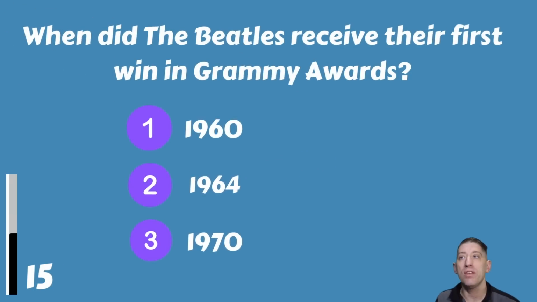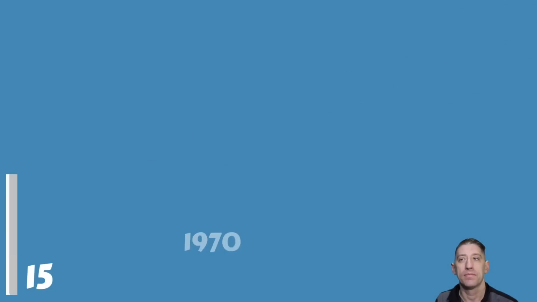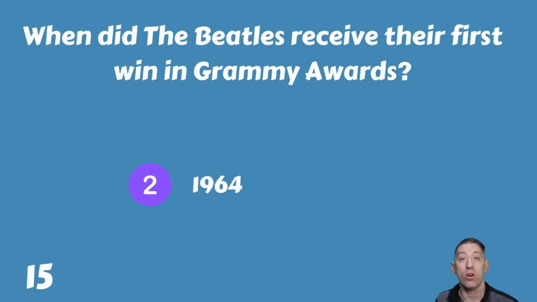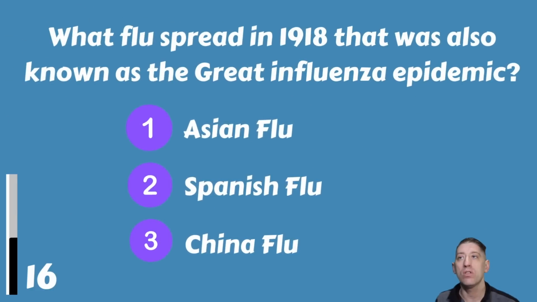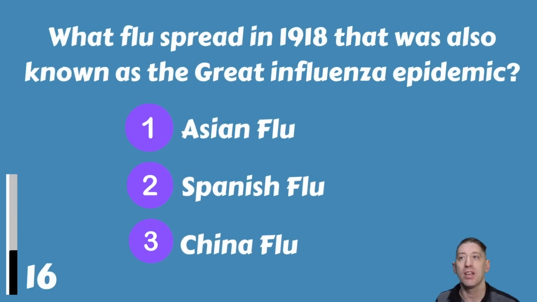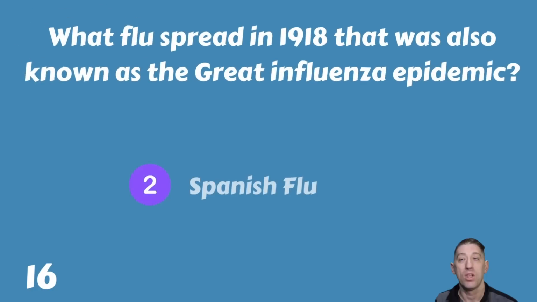When did the Beatles receive their first win in the Grammy Awards? 1960, 1964, or 1970? 1964. What flu spread in 1918 that was also known as the Great Influenza Epidemic? Asian flu, Spanish flu, or China flu? Spanish flu.